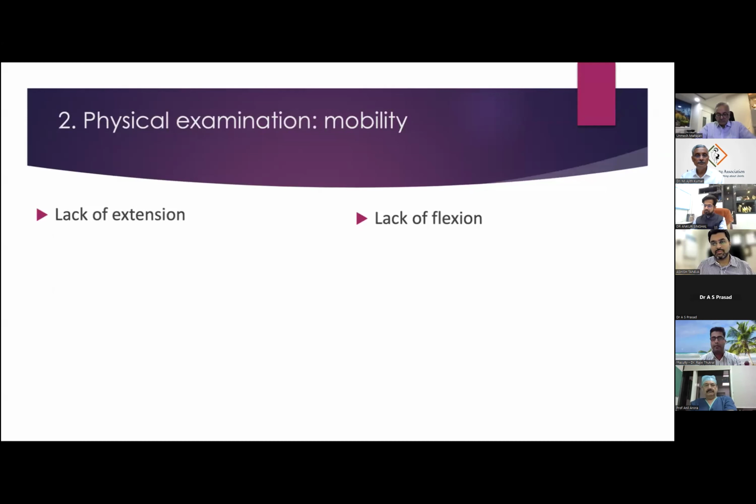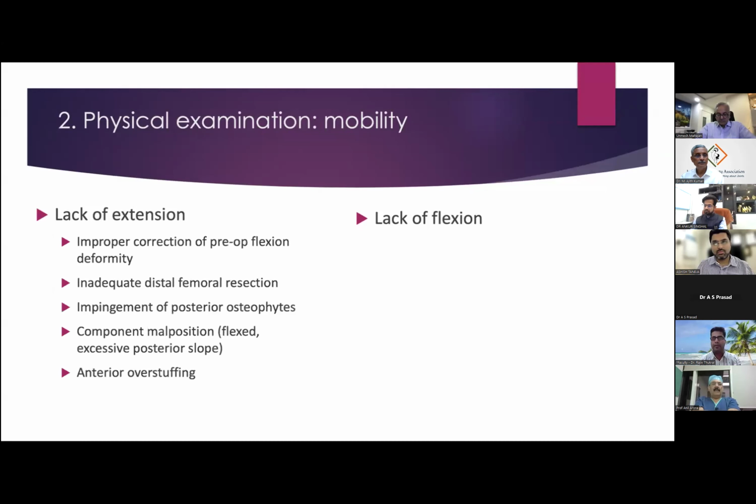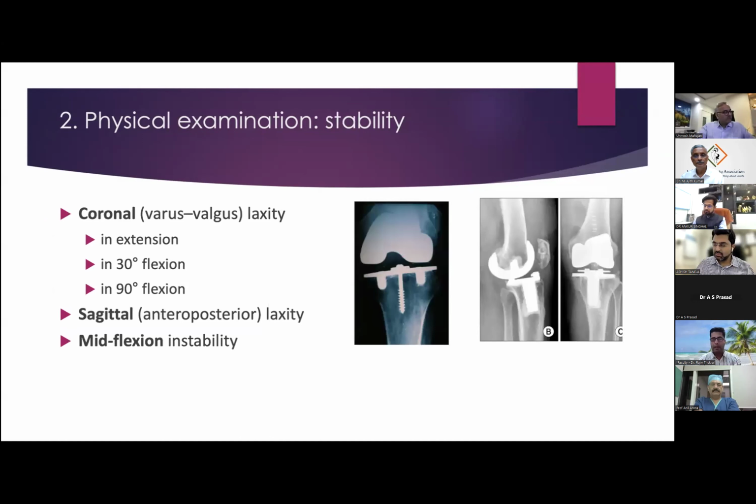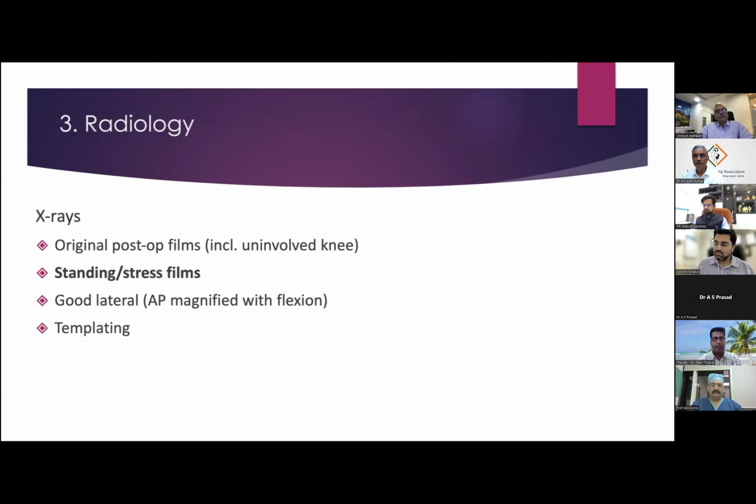Similarly, the mobility can be checked by the lack of extension and flexion, and there are different causes for that as well. Again, because of lack of time, I'm going fast. Now, physical examination involves checking for both coronal as well as sagittal laxity, and there's a special phenomenon of mid-flexion instability which has to be addressed separately.